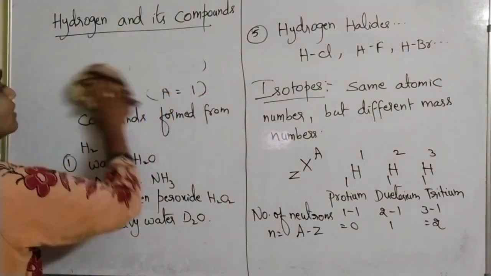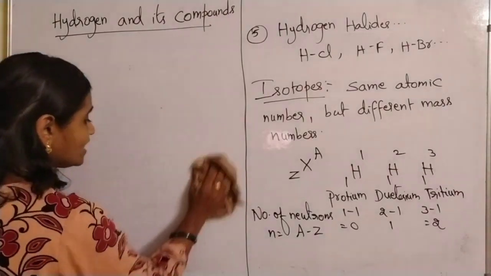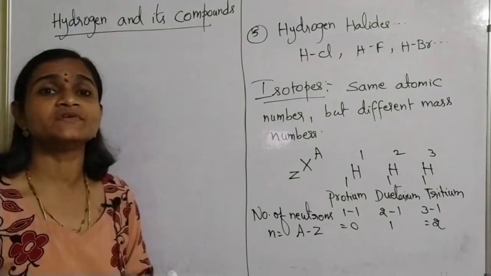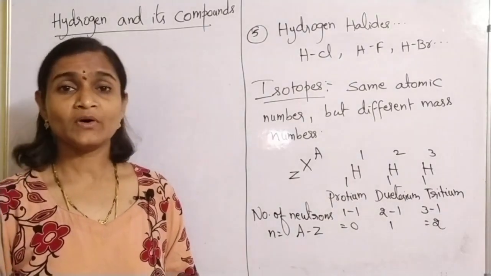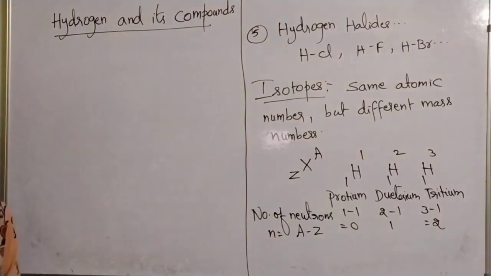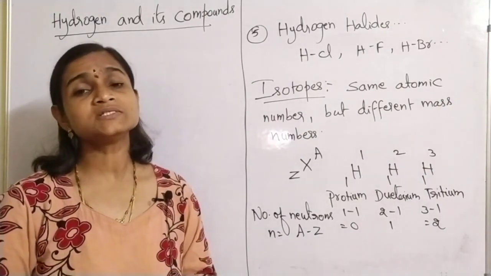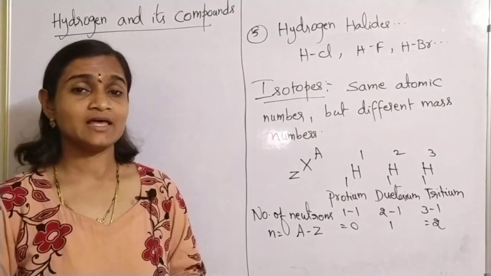Now we will come across the different properties exhibited by hydrogen. If you go for the physical properties, you all know that hydrogen is a colorless, odorless and tasteless gas. Hydrogen does not have any odor, does not have any color, and it's a tasteless gas. It exists in the form of gas. It is the lightest gas we can say, because its atomic number is 1 only, and it is considered to be the lightest gas.